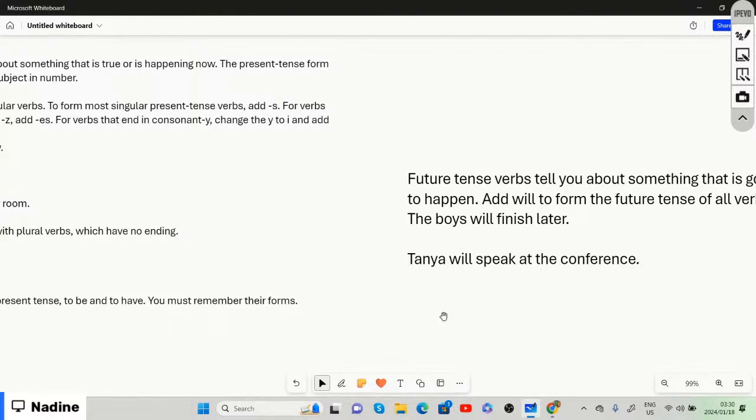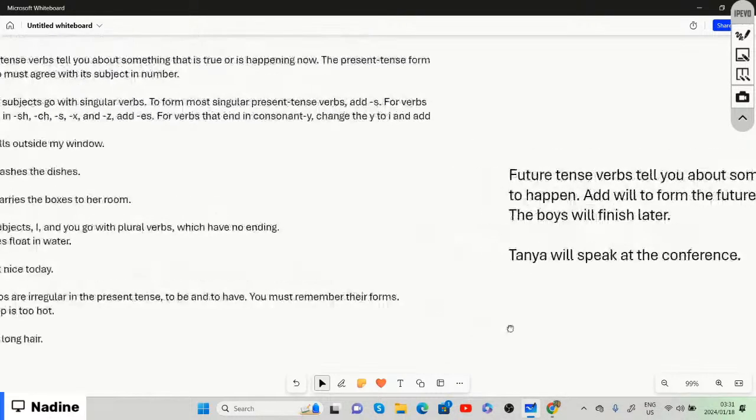So we said when it comes to simple verb tenses, our verb is an action. Our tenses either mean it is in the present tense, past tense, or future tense. And the present tense tells us about something that is true and is happening now. The past tense shows something that has happened already. And the future tense tells us about something that is going to happen.